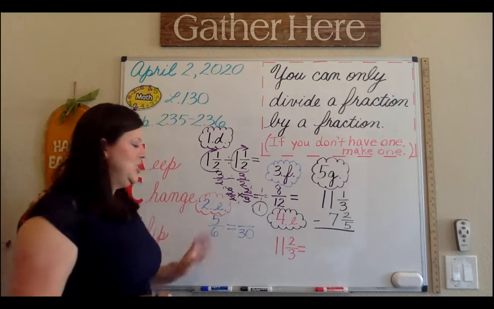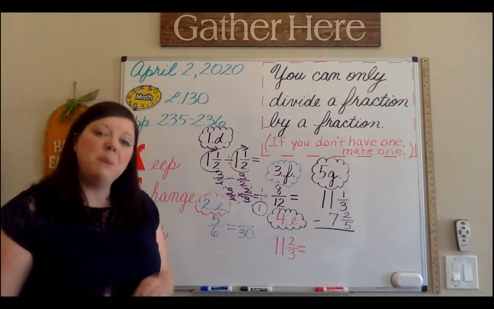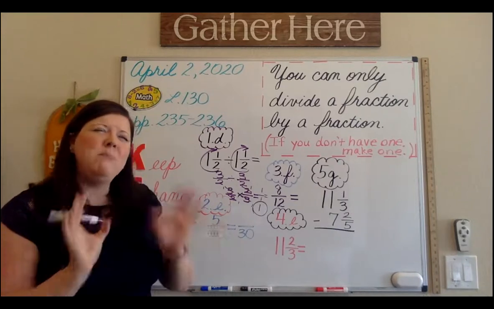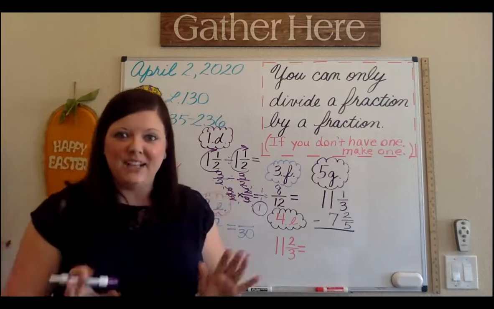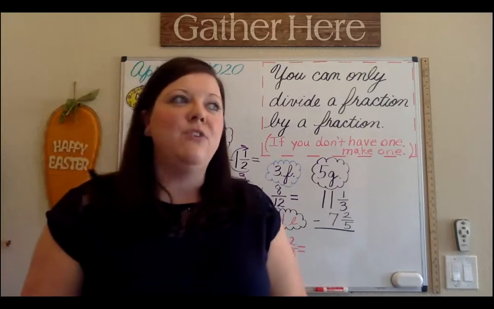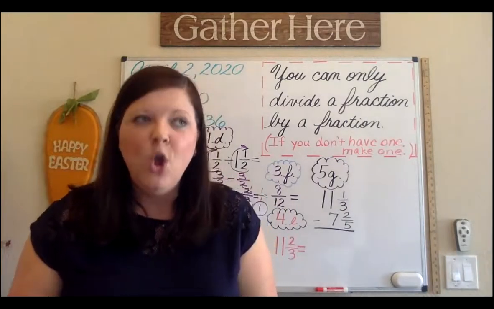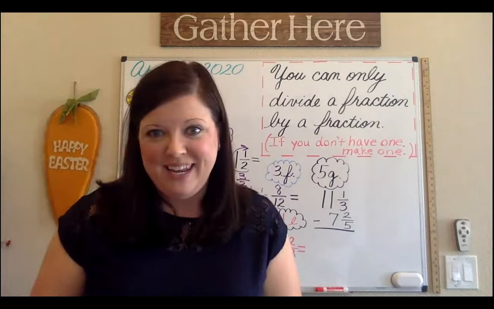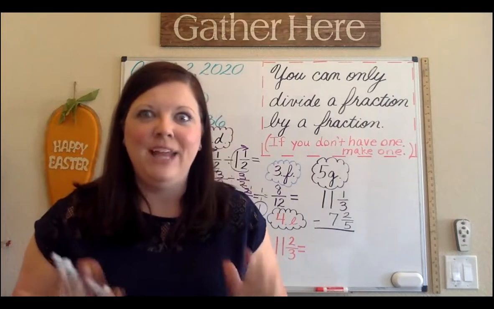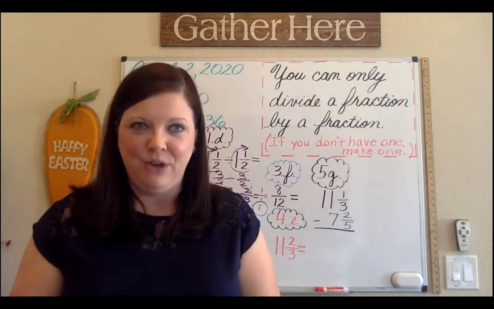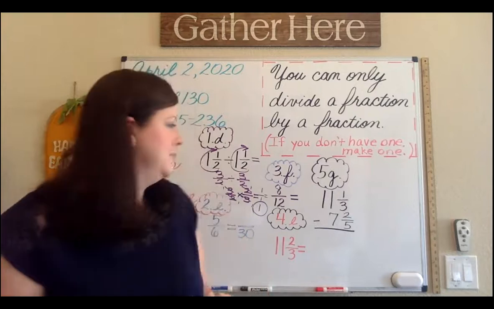Moving on to section 2, letter E. We are making equivalent fractions. Remember, one might look smaller and one might look larger, but they mean the exact same thing. It's kind of like if I were to give you a $1 bill or 100 pennies. Their value is the same, even though they look completely different. One looks like it's a lot more than the other. Their value is the same.